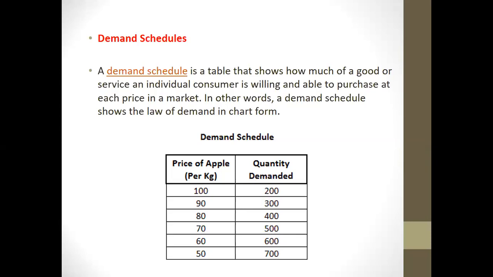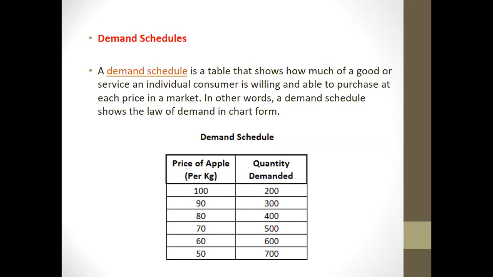Demand schedule. Now, that's another term. A demand schedule is a table that shows how much of a good or service an individual consumer is willing and able to purchase at each price in a market. In other words, a demand schedule shows the law of demand in chart form. Now over here, there's a demand schedule. One column says the price of an apple per kilo, and the other one, the quantity demanded per kilo. That is the chart that shows you.